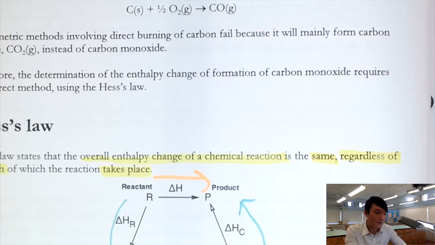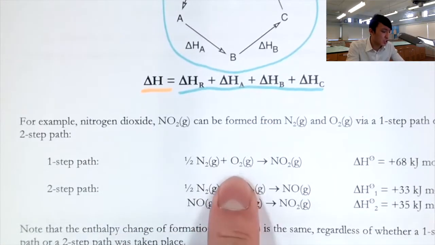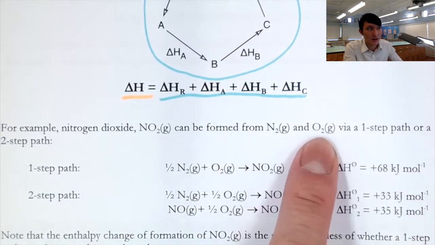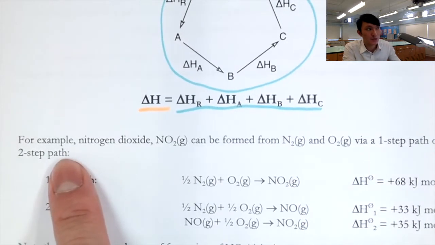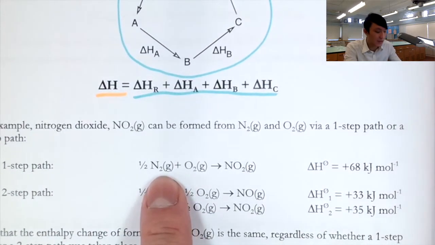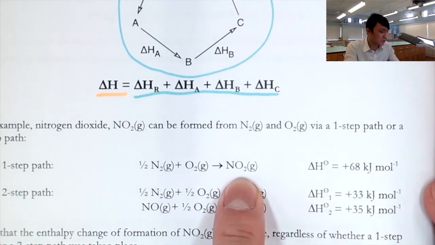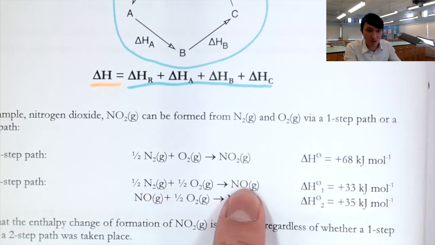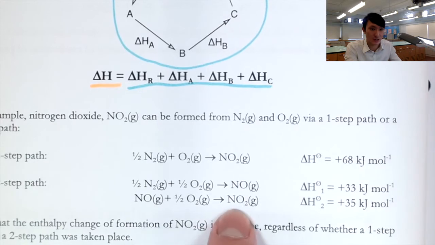All right. Now let's have a look at an example down here. So it says that nitrogen dioxide can be formed from nitrogen and oxygen by either a one-step path or a two-step path. So the one-step path would be a very straightforward reaction. N2 reacts with O2 to form NO2. Now the two-step path is that the N2 first reacts with O2 to form nitrogen monoxide, and the nitrogen monoxide undergoes a further oxidation to form nitrogen dioxide.